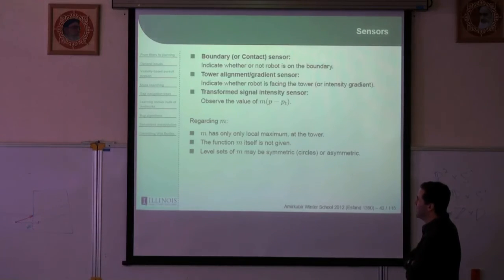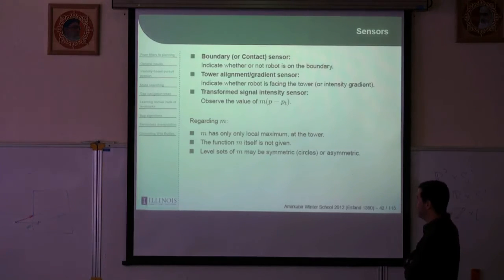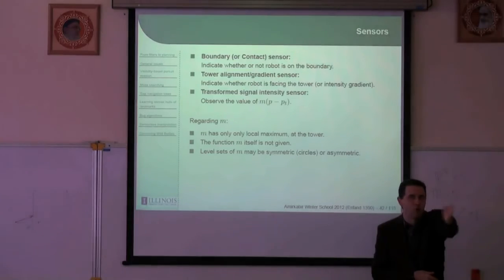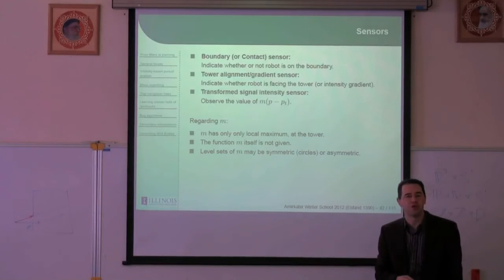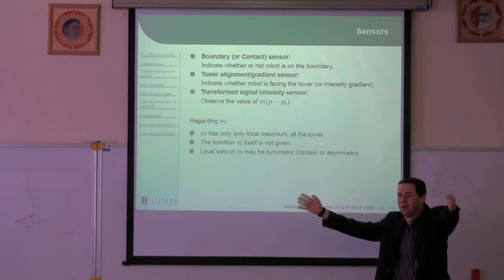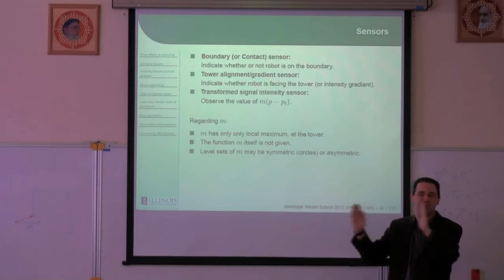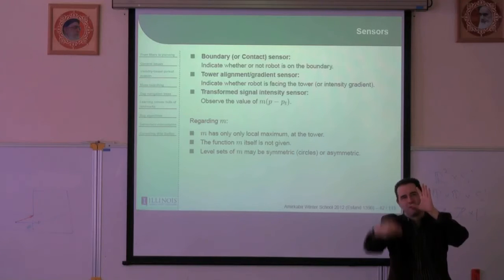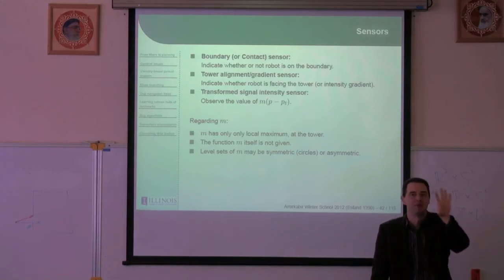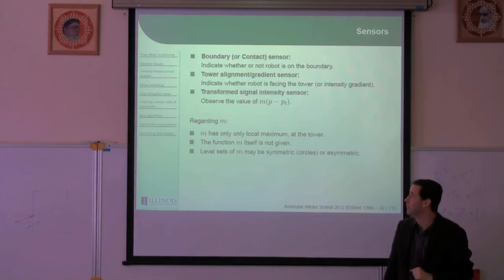We have a tower alignment or gradient sensor. All it tells the robot is whether or not it is aligned to the tower. Is it facing the tower? You could do this with a directional antenna, for example. It looks like a satellite dish, remember those? If you move it just right and point it at some tower, you'll get a maximum in the signal when you're pointing that way.